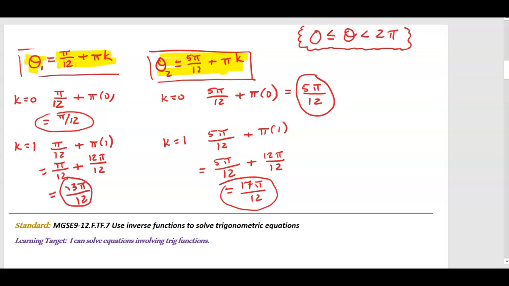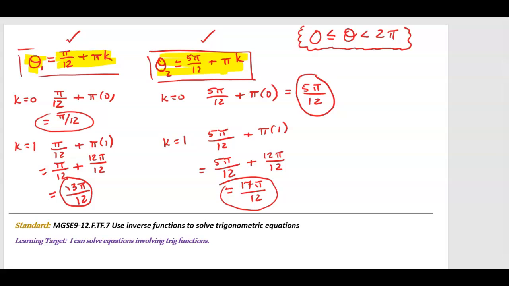I wouldn't plug in 2 for k because 2 times pi is 2 pi. 2 pi plus an angle that's positive is going to be outside of the range we want to find. Okay? So you were asked to not only build a general rule, there were 2, but also find all solutions between 0 and 2 pi. In this case, there happen to be 4 solutions.